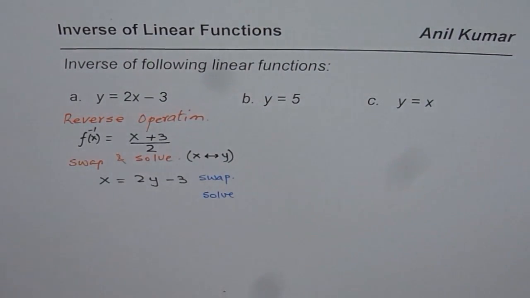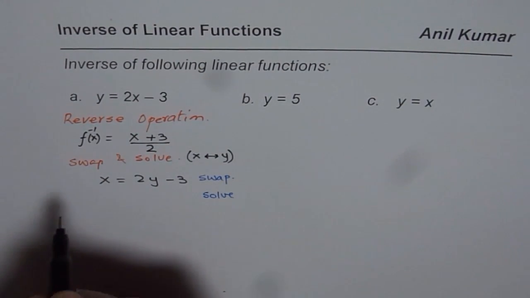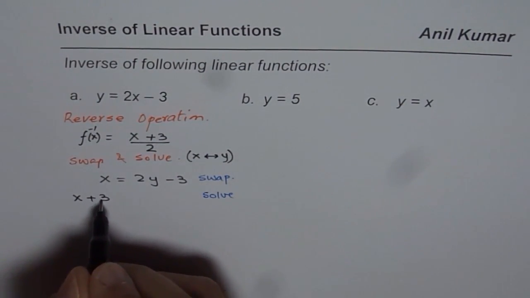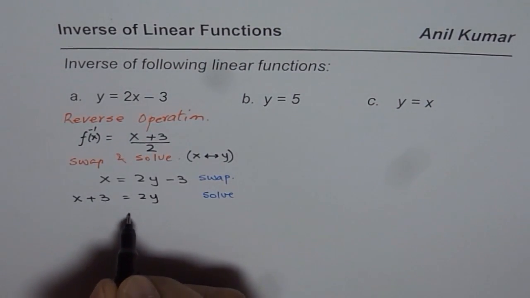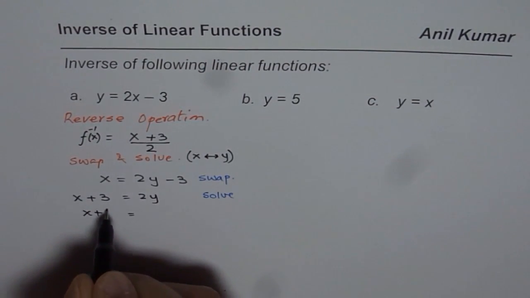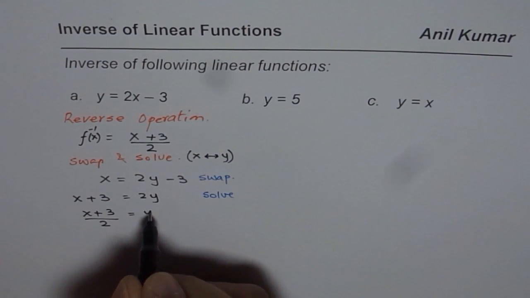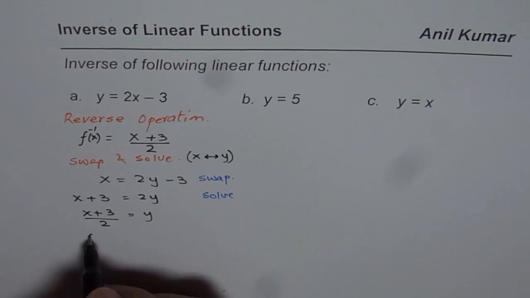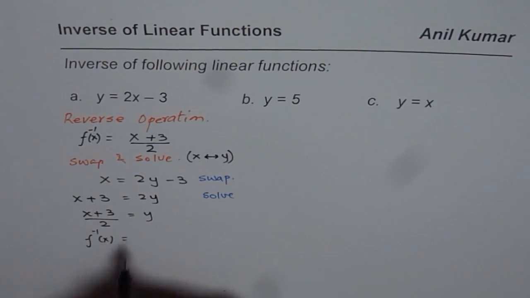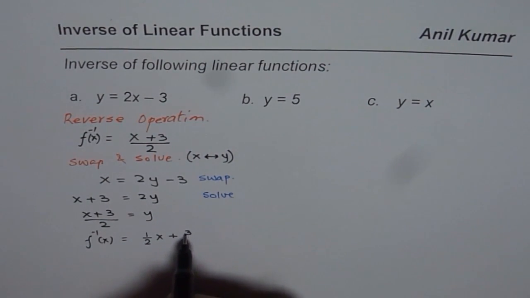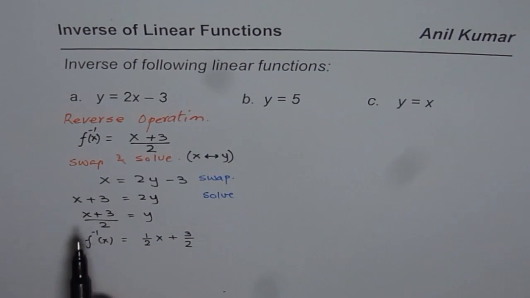Solve for y, right? So we'll bring 3 to the left side. We get x plus 3 equals 2y. And then we'll divide by 2. So we get x plus 3 divided by 2 equals y. And now we can write that the inverse of the function is, you could also write it like this, half of x plus 3, right? It is the same as x plus 3 divided by 2. So these are two general ways of finding the inverse algebraically, right? These are algebraic methods.